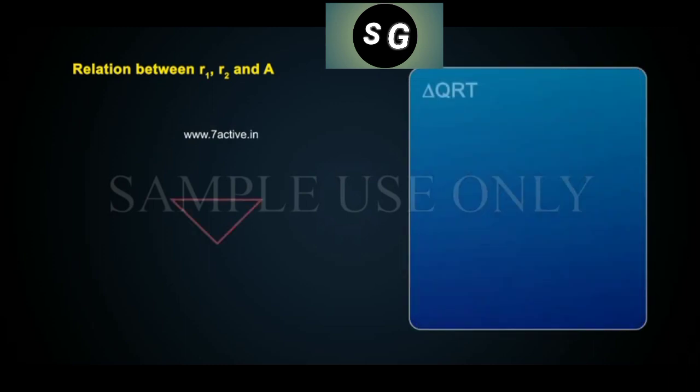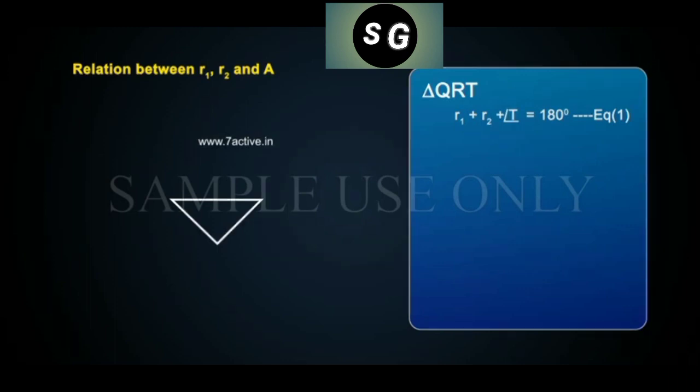For this, let us take the triangle formed in the prism, QTR. Here we have R1 plus R2 plus angle T equals 180 degrees. Equation 1.